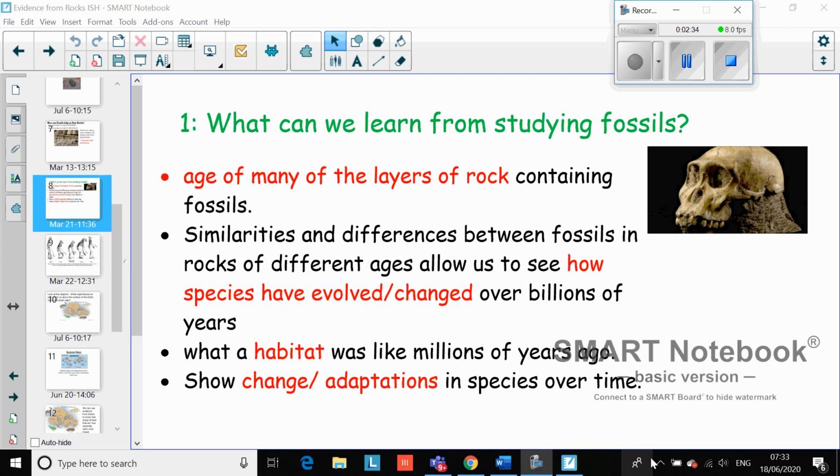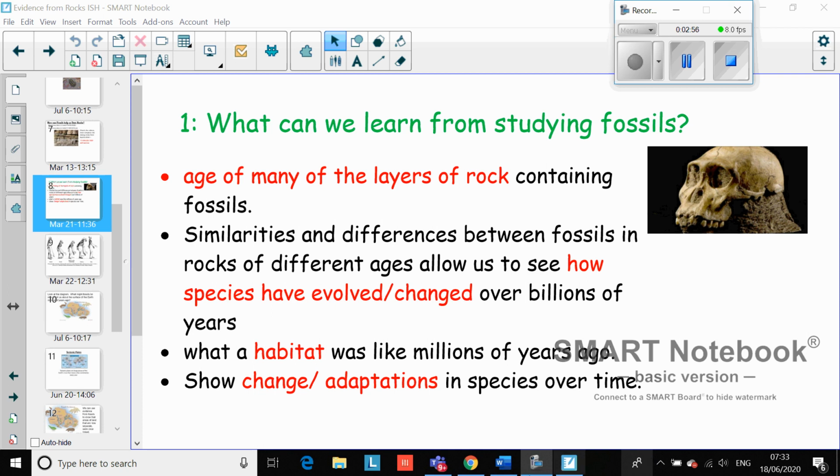But what we can learn from studying fossils is the age of the layers of the rock that contain fossils. And if we know the age of the rock, we then hopefully can work out the age of the fossil. Similarities and differences between fossils in rocks of different ages allow us to see how species evolved and changed over billions of years and what habitat was like millions of years ago. Also, they show change and adaptations of species over time.